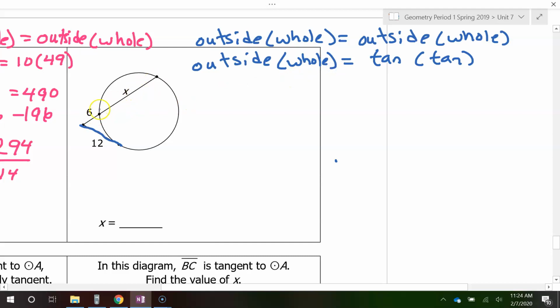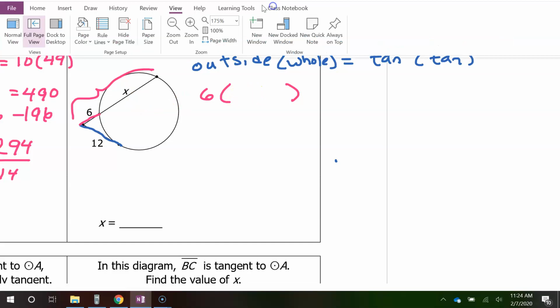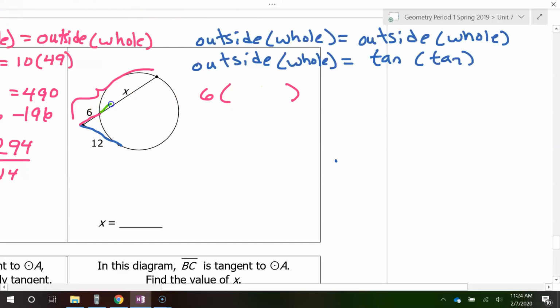So let's start with this part up here. You can probably see that the 6 is the outside part. So I will have 6. Now be careful when it comes to the whole thing. Some students accidentally just put x. That's wrong because x is only this part. That's not the whole thing. Some students accidentally put 6x, but that's not right. When you want the total, you are adding. So the whole thing is 6 plus x, or x plus 6.